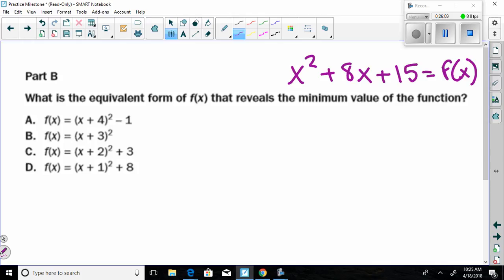Where did you get the equation on top? Because this is part B. So part A was factored form, and now it's asking for vertex form. Oh, yeah, it's the same equation. And so the last one is what they want you to use.